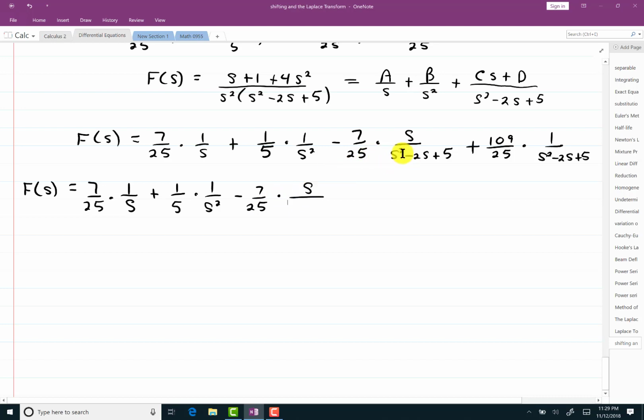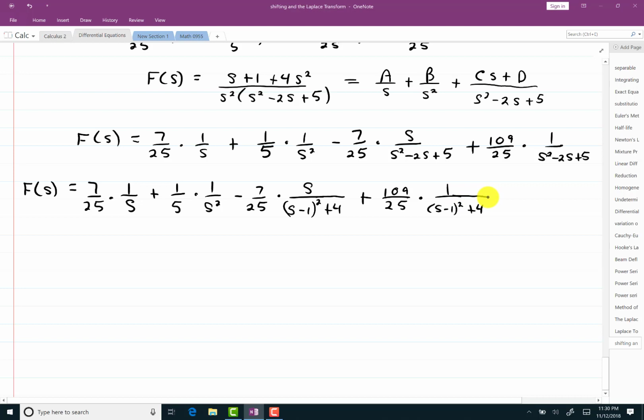Now here, s squared minus 2s, it wants to have a plus 1 so that I can have s minus 1 squared. Well, then I can rewrite this as s minus 1 squared plus 4. Of course, your mind should be thinking, oh, this is 2 squared. I want to do the same thing to the other piece as well. 109 over 25 times 1 over s minus 1 squared plus 4.